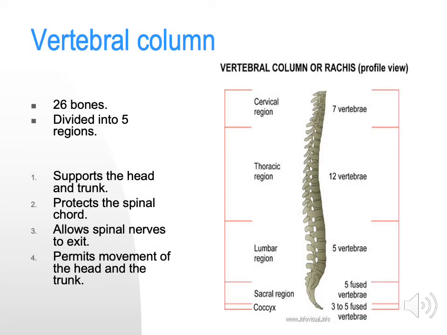The vertebral column, that may more commonly be known as the spine or backbone, very simply, is a collection of 26 bones which can be divided into 5 key regions.